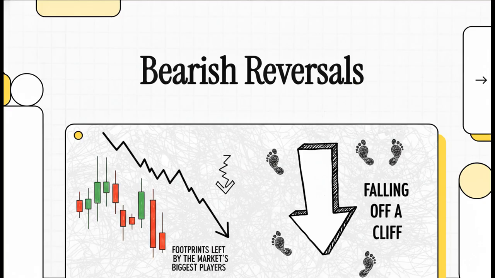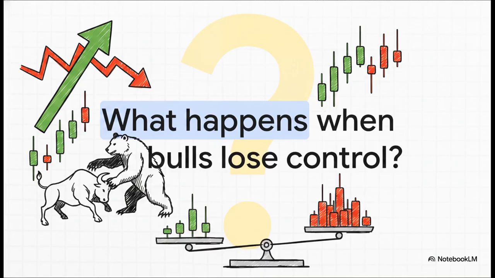Think of them as the footprints left behind by the market's biggest players. Picture this, a super strong uptrend just abruptly stalls out. What exactly is happening behind all those red and green bars when buyers suddenly throw in the towel and surrender to the bears? I'll tell you right now, it's definitely not random. It's a highly structured transition of power. And today, we're going to visualize exactly what that transition looks like.